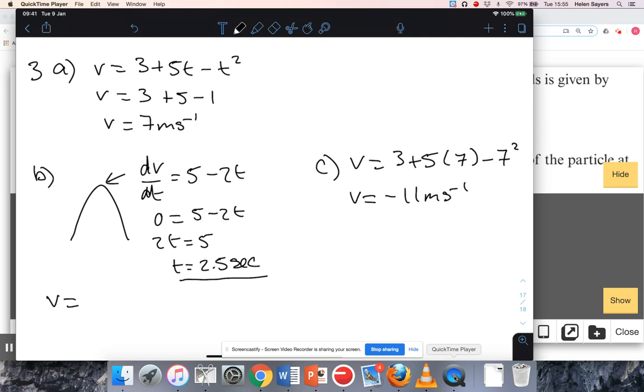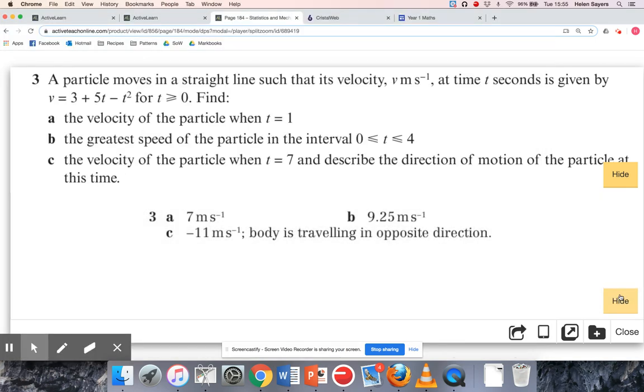V is 3 plus 5 times t minus t squared. So V is 3 plus 5 times 2.5 minus 2.5 squared. Again, 3 plus 5 times 2.5 minus 2.5 squared. So 9.25 meters per second. Okay, that's better.